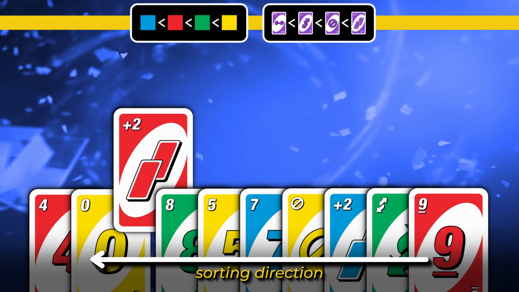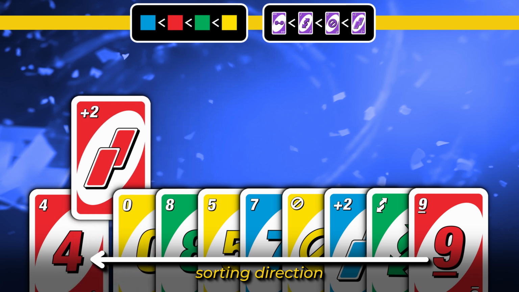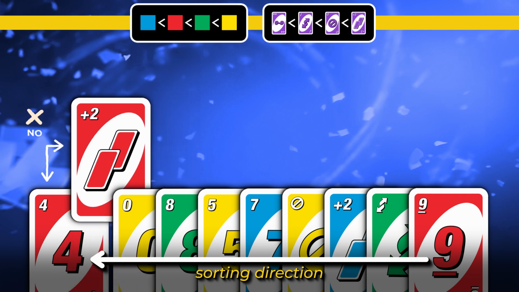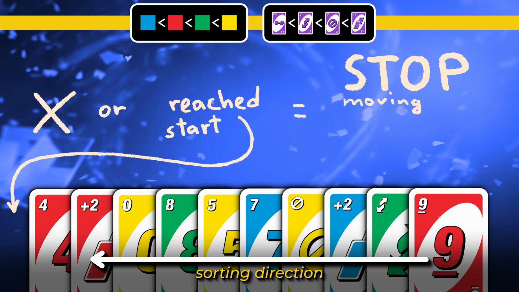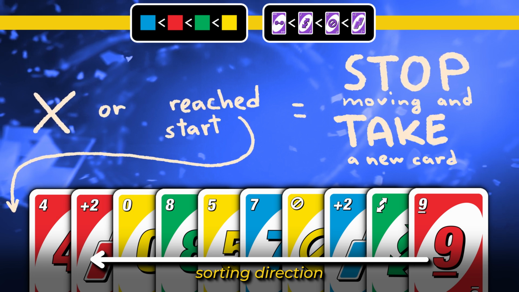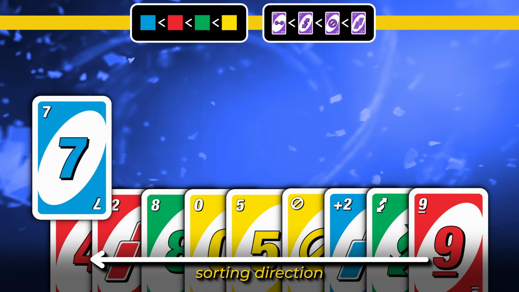Now, take the third card. Is it smaller than the second one? Yes, so let's swap them. And is it smaller than the first card? No, so let's do nothing. If our answer is no, or we have reached the start of the hand, we should stop moving forward with the current card and switch to the next untouched one. We do the same thing with the 4th, 5th, 6th cards and so on.